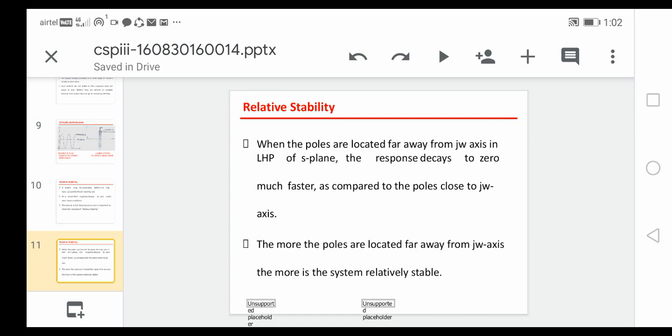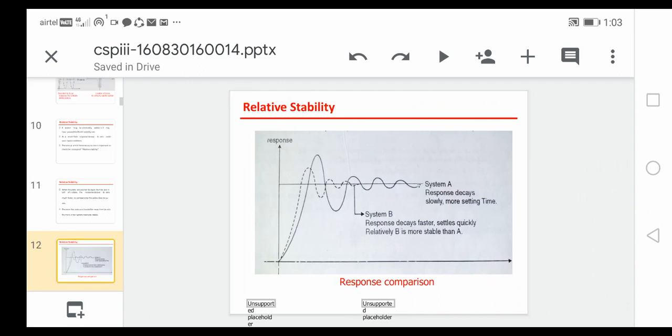How are we going to define relative stability? When the poles are located far away from the j omega axis in the left half of the s plane, the response decays to zero much faster as compared to poles close to the j omega axis. The farther the poles are from the j omega axis, the more relatively stable the system is. Here relative stability is just a response comparison.